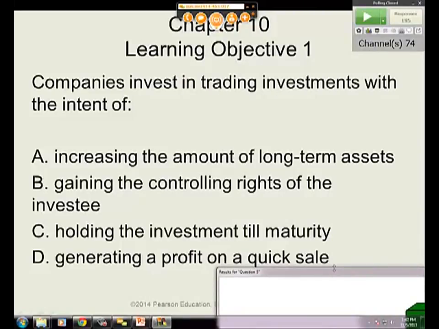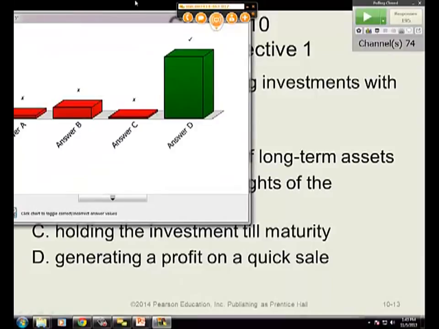investments with increasing amount of long-term assets. I don't know, that one, I have no idea. Gaining controlling rights of an investee. No, you have to have the equity method there. It's got to be over 20%. Holding the investment until maturity. Well, that's a held to maturity security, so D is the correct answer. D is the correct answer. Okay. Let's go to, I'm going to skip the next one.